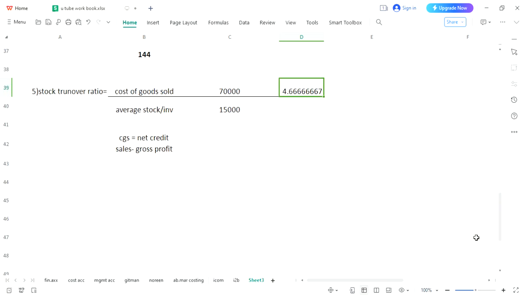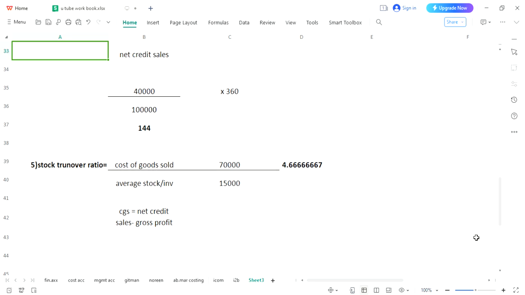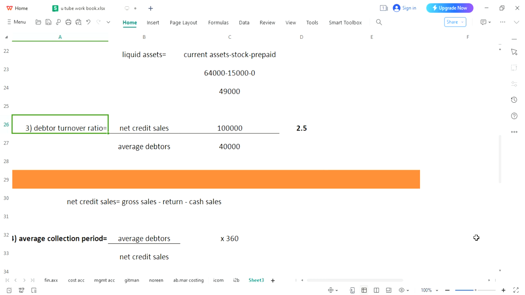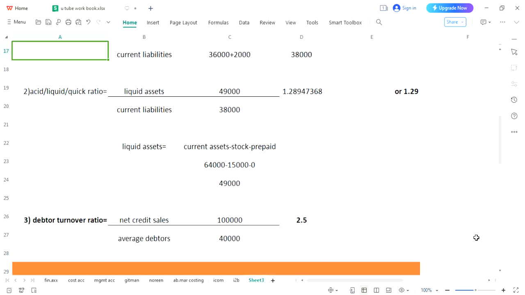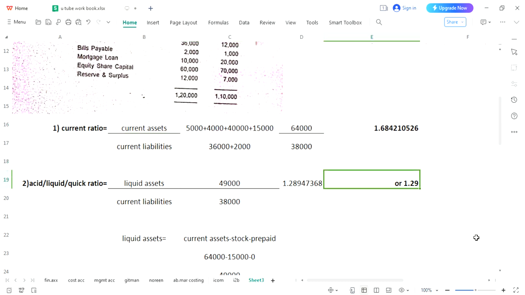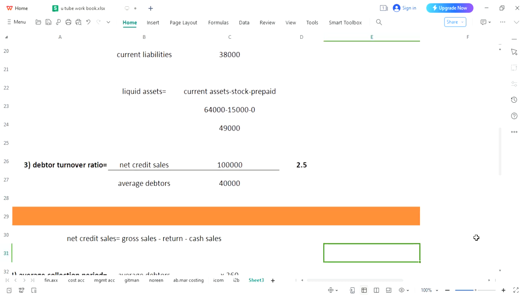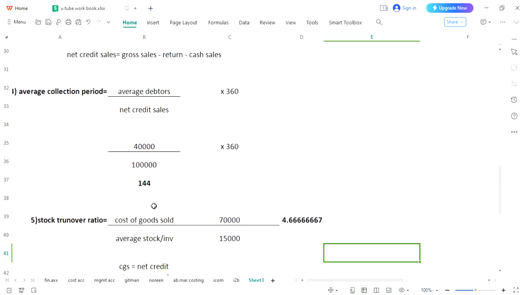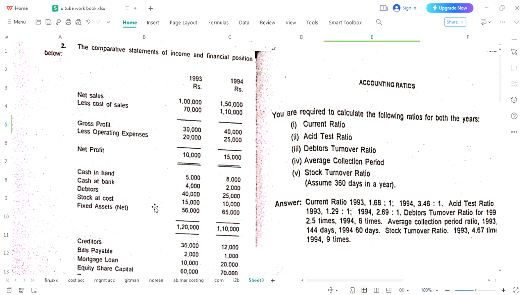So finally all answers are completed. This was your fifth requirement, stock turnover ratio. We have calculated average collection period. Then we have calculated debtor turnover ratio, and we have calculated liquid ratio. First requirement was current ratio, and all answers were matched: 1.68, 1.29, 2.5, and then we have 144, 4.66. So guys, in this way first year is completed.